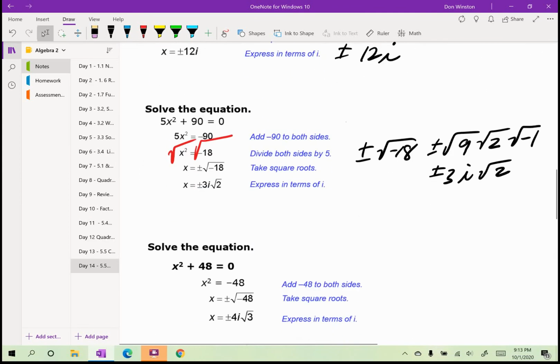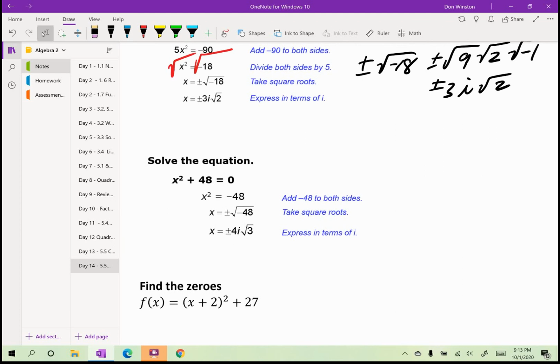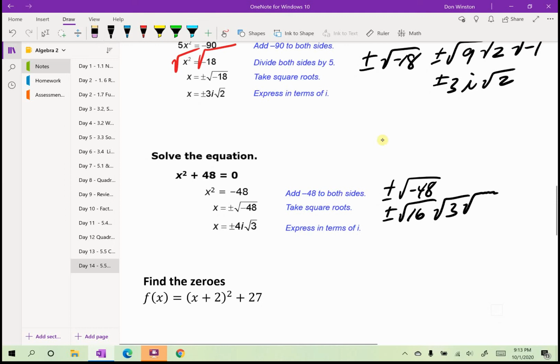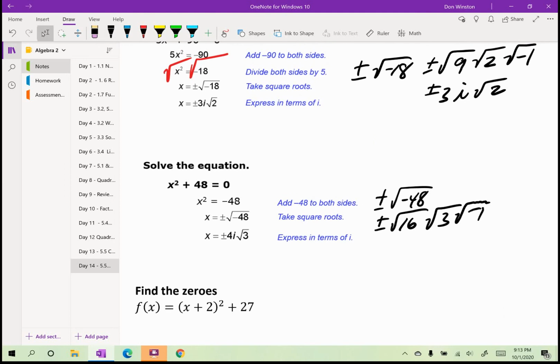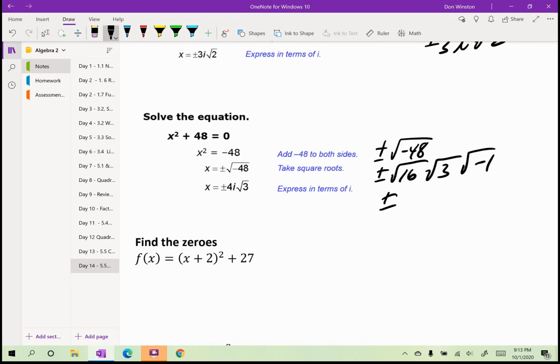The next one, solve the equation. X squared plus 48 is equal to 0. Subtract 48 from both sides, so x squared is equal to negative 48. We have plus or minus the square root of negative 48, which is, let's see here, 16 and 3, right? 16 times 3 gives you 48, so plus or minus the square root of 16 times the square root of 3 times the square root of negative 1. That got a bit scribbled there, the board moved on me. All right, and the square root of 16 is 4, so plus or minus 4. And the square root of negative 1 is i, so plus or minus 4i root 3.